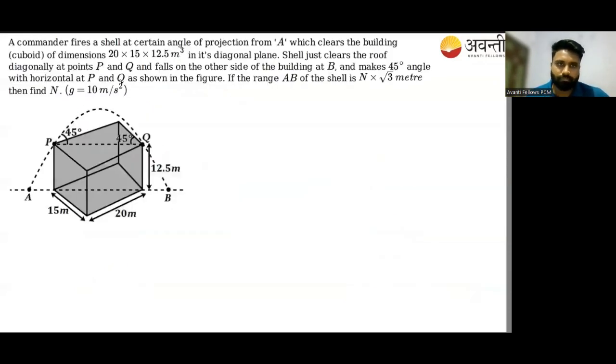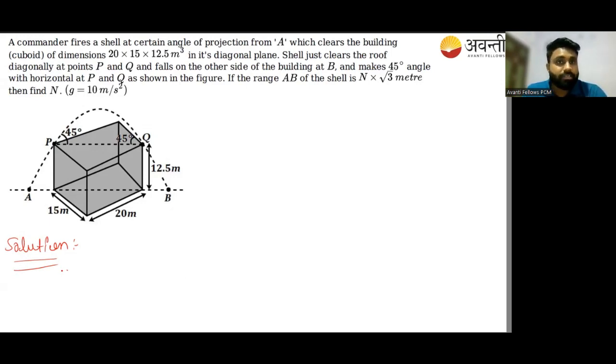Now, this is the question from projectile motion in a plane. In this question, a commander fires a shell at a certain angle of projection from point A, which clears the building, which is cuboidal in shape, of dimension 20 cross 15 cross 12.5 meter cube.